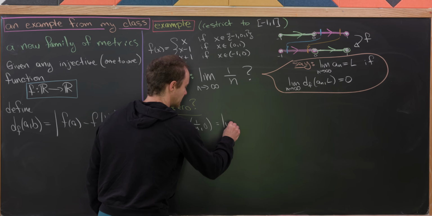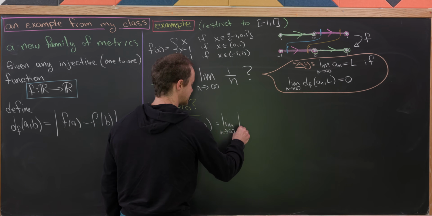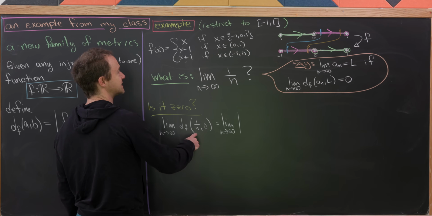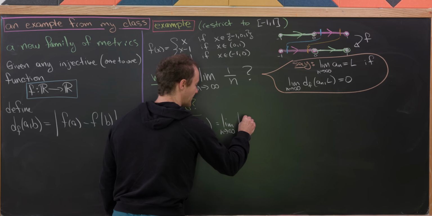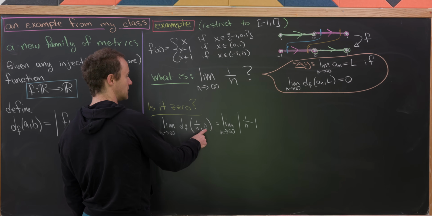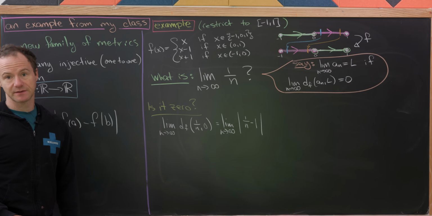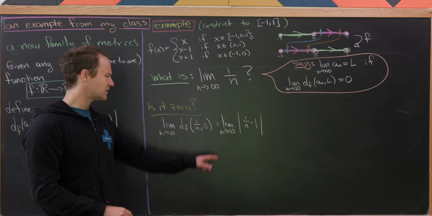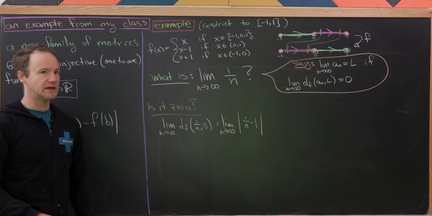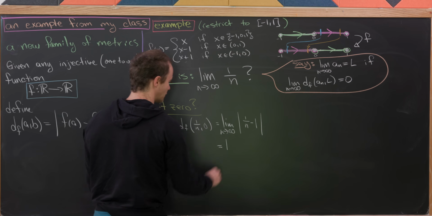But let's see, that's the limit as n goes to infinity of the absolute value of f of 1/n. But since 1/n is between 0 and 1, that will be 1/n minus 1. And then f of 0 is simply equal to 0. So that's all we have there. So we have something like this. But now notice as n goes to infinity, this 1/n term is going to 0, leaving us with the absolute value of -1, which is 1.